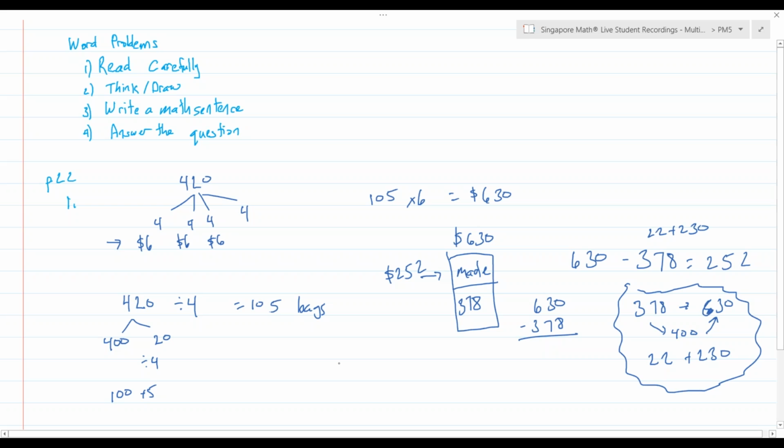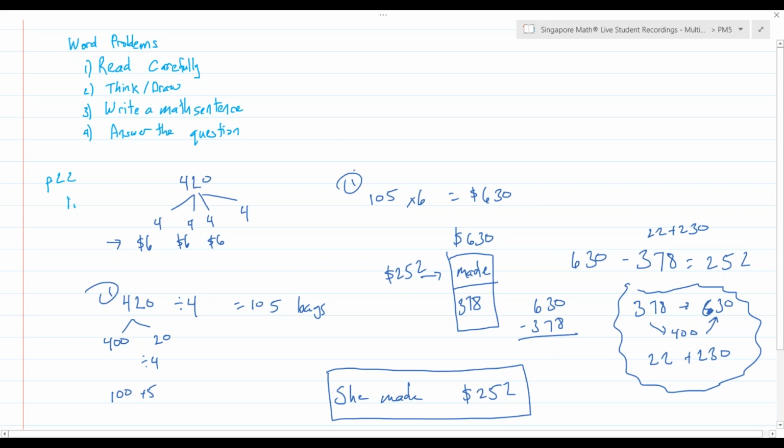So now it's time to answer the question. She made $252 selling mangoes. Again, notice we read it and thought about it. We drew something. We wrote, in this case, several math sentences. First we had to divide by 4, then we had to multiply by 6, then we had to subtract to find out how much money she made. This was in fact a 3-step problem. We wrote each math sentence and wrote the answer, and in the end we answered the question. Very important to do each of those steps.